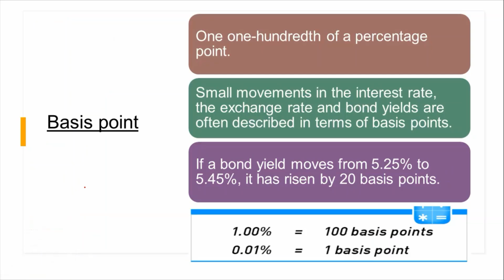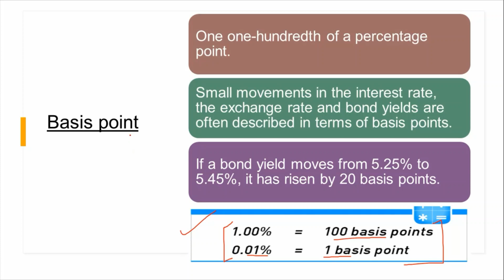That's all. So the next term for today is basis point. Now let's understand this with the help of some numbers given over here. 1% is 100 basis points, and 0.01% is 1 basis point. So this is all I think you should know about basis points.